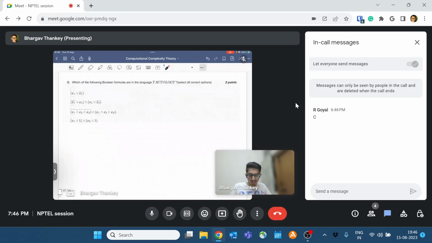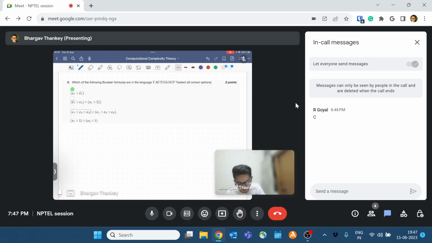Okay, so let's look at the next problem. Which of the following Boolean formulas are in the language tautology? Select all the correct options. Clearly option one is a tautology. I'll have to check the other solutions, so let's go option by option. What about B? B would also be a tautology.